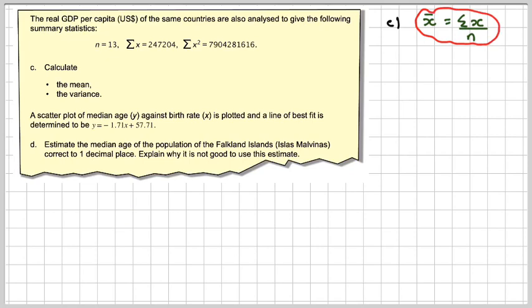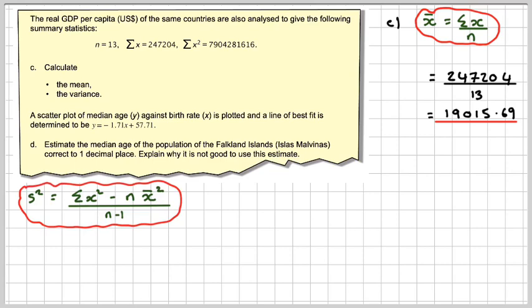Okay, so it says the real GDP per capita of the same country is also analysed to give these summary statistics, and you're asked to calculate the mean and the variance. So you would have to take these values. The mean is sigma x over n, so it's going to be sigma x over 13 in this case. We're assuming that we know the one for the Malvinas or the Falkland Islands. That gives 19,015.69. Now, the variance is the standard deviation squared.